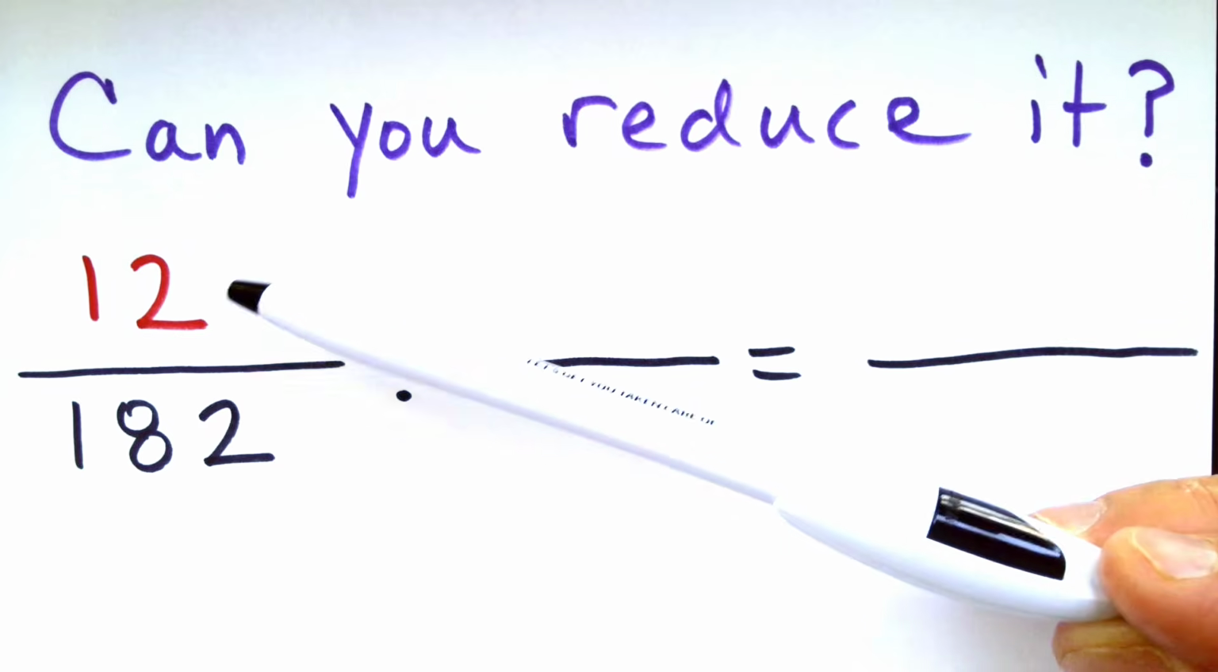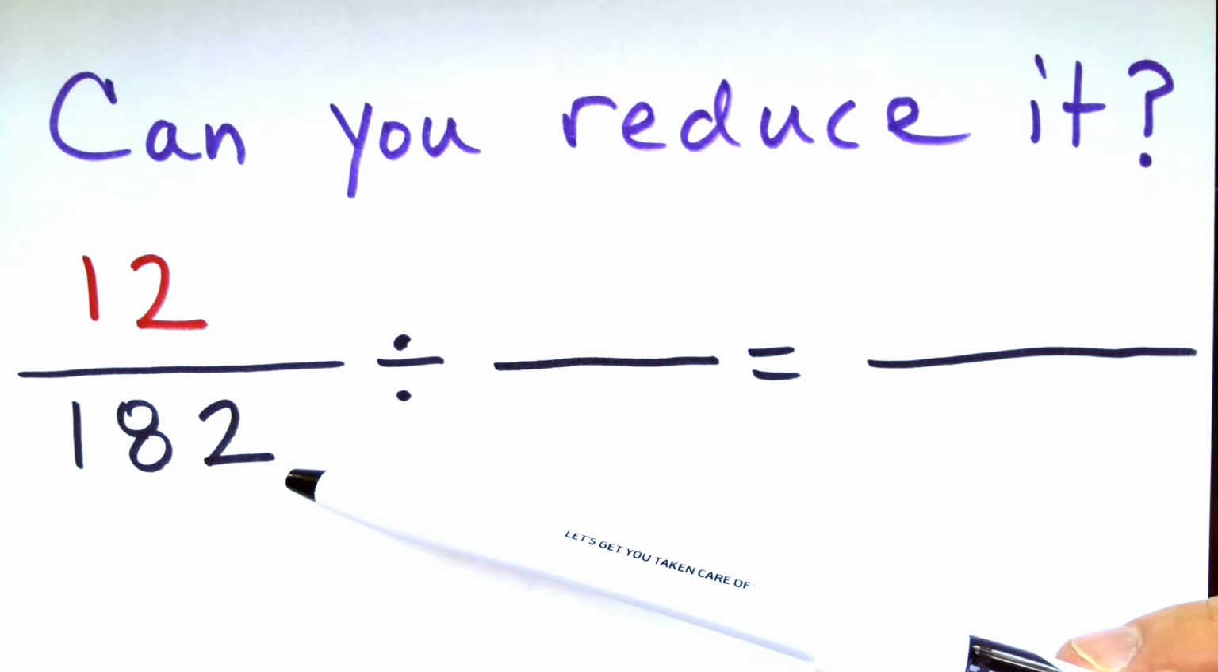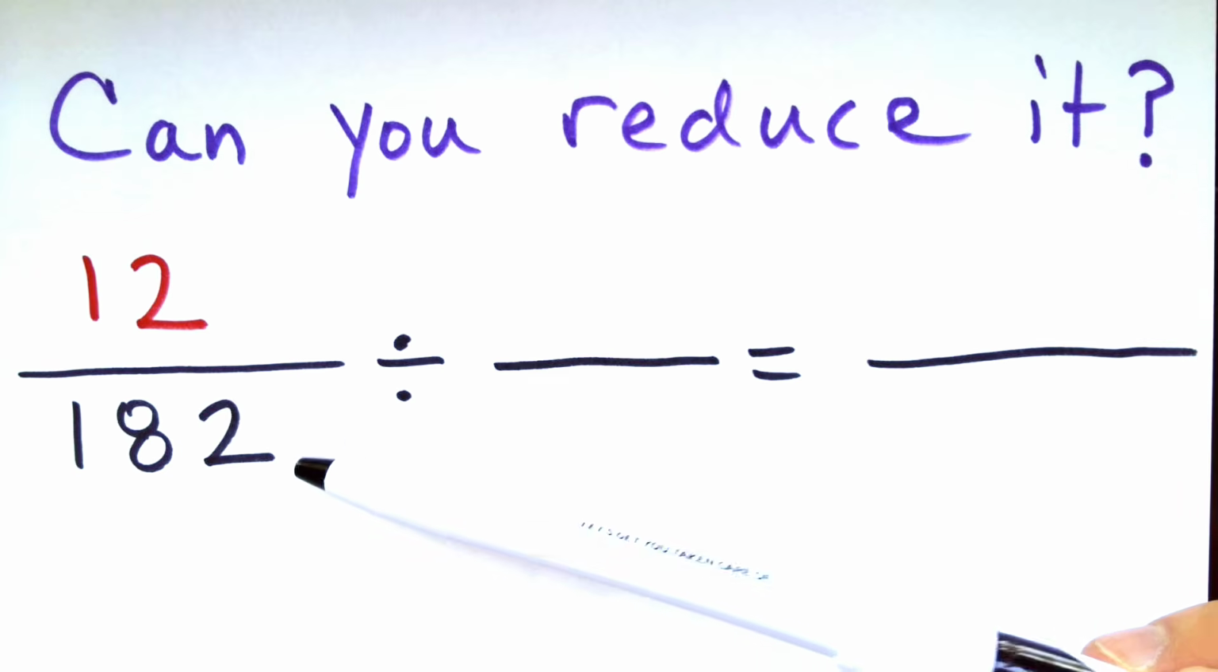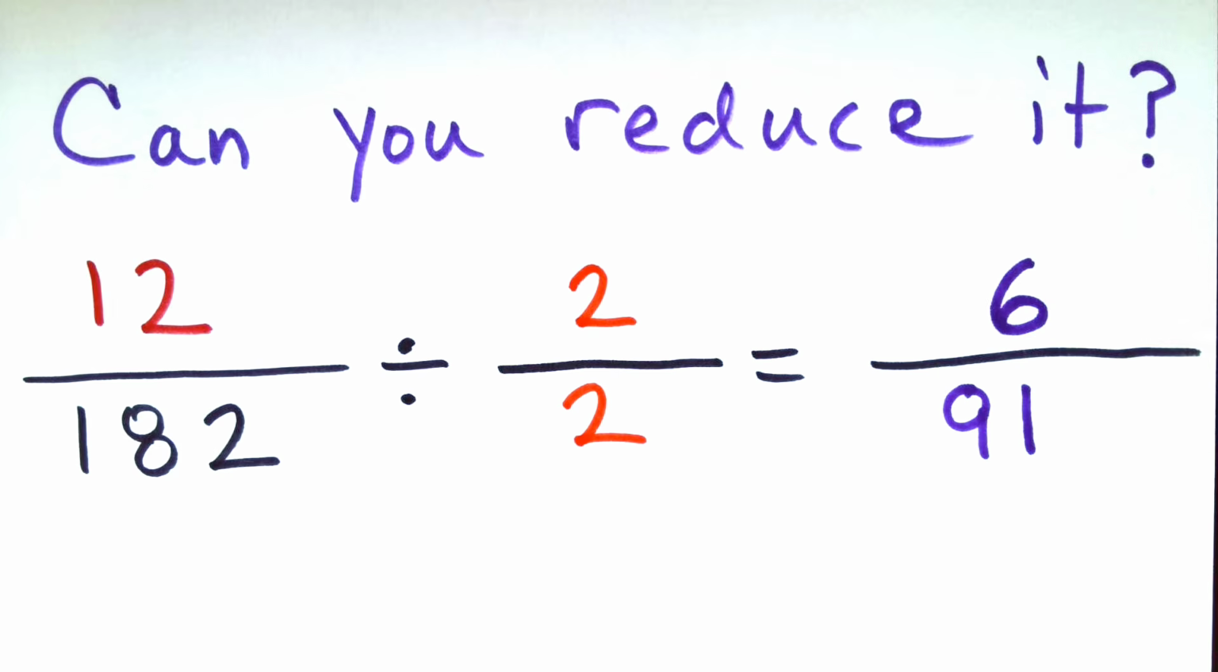So I have a 12, which is an even number on top. 182 is an even number on bottom. So I can divide 2 into top and bottom in trying to reduce this fraction. What did you get when you divided 2 into the top and the bottom? Did you get 6 over 91? Well, 12 divided by 2 is 6. Why? Because 2 times 6 gives me 12. 182 divided by 2 equals 91. Why? Because 2 times 91, or 91 plus 91, is 182.